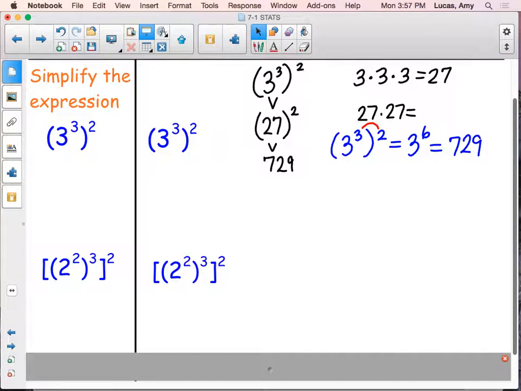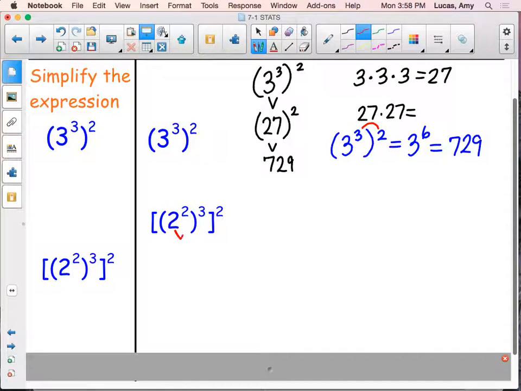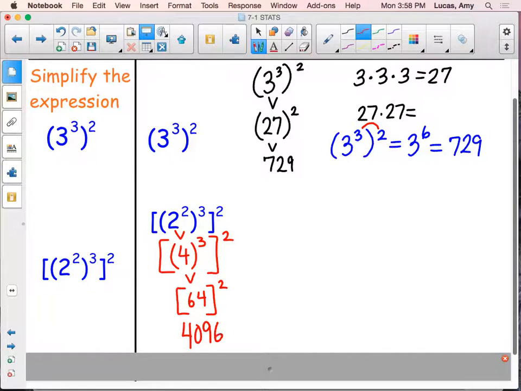The next one, if I use PEMDAS, I would start on the inside parentheses. 2 to the second power is 4. And then I would work my way out. 4 to the third power, 4 times 4 is 16, times 4 is 64. So 64 to the second power. And then I would rely on my calculator so that I didn't have to multiply it by hand. And that's 4,096.